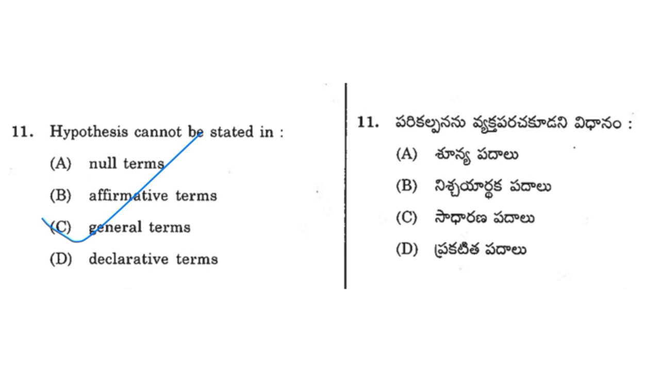A hypothesis must be specific, testable, clear, and declarative. It can be stated in null terms, affirmative or alternative terms, and declarative terms. But it cannot be stated in general terms. See, here he gave cannot be stated, so it cannot be stated in general terms. Look at this, because a hypothesis must be precise and testable, not vague.